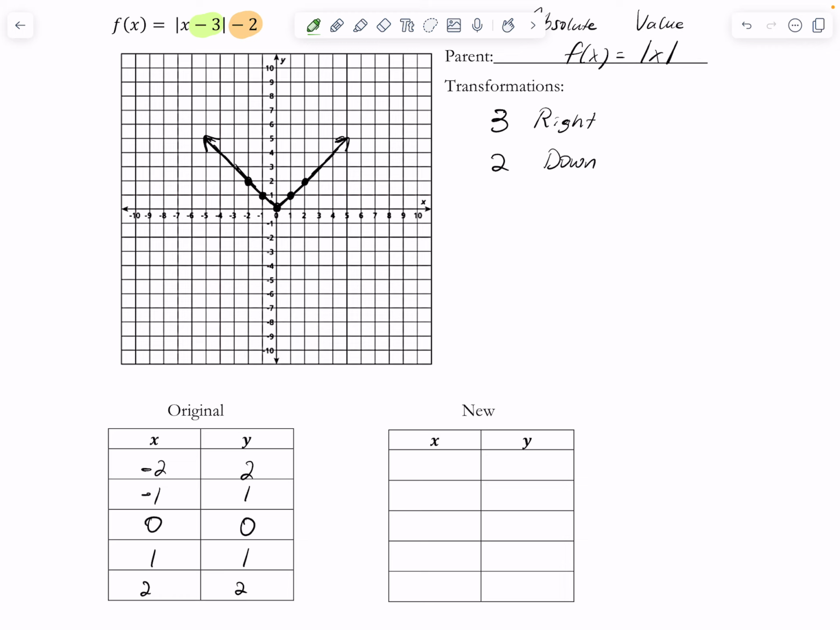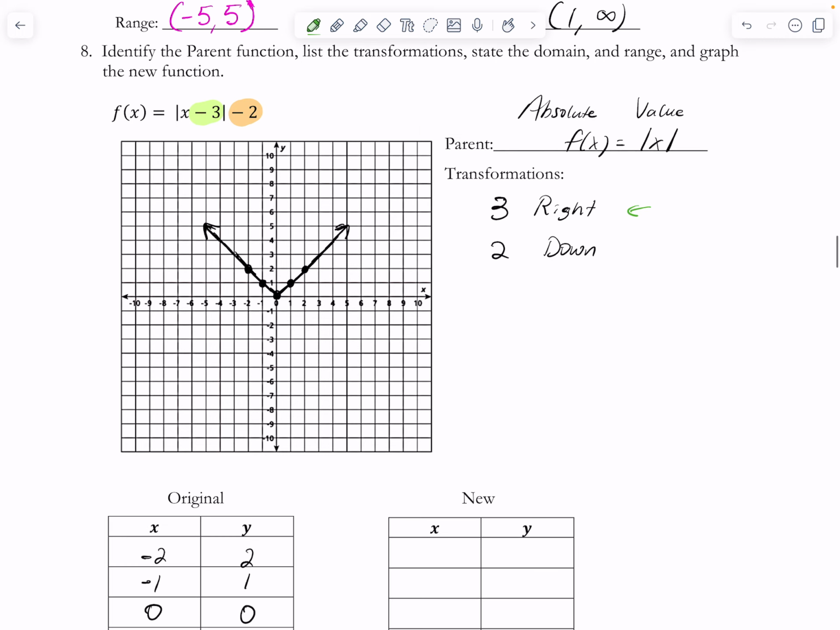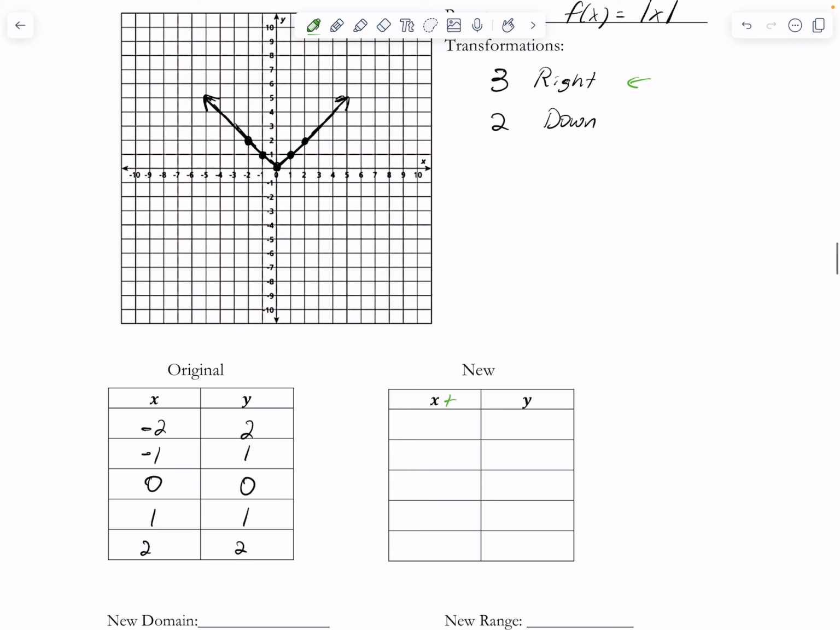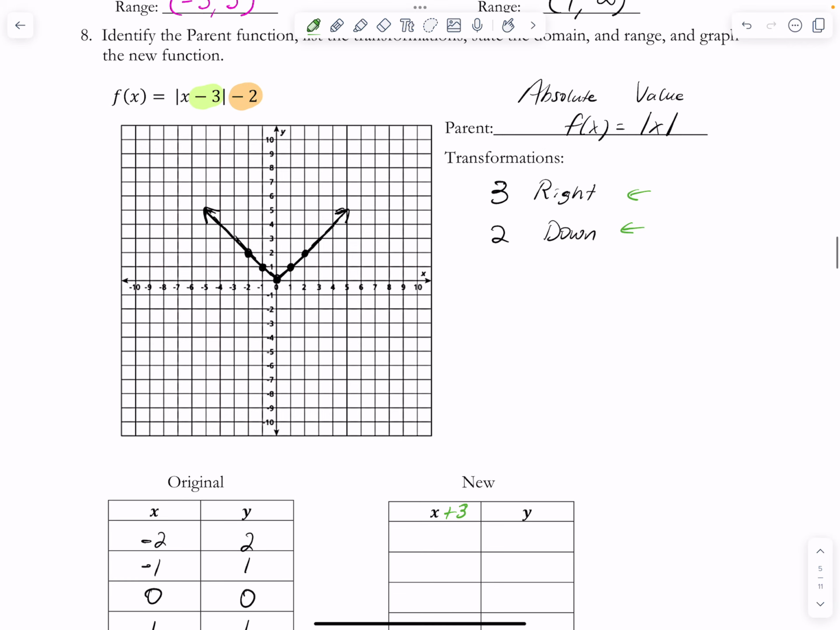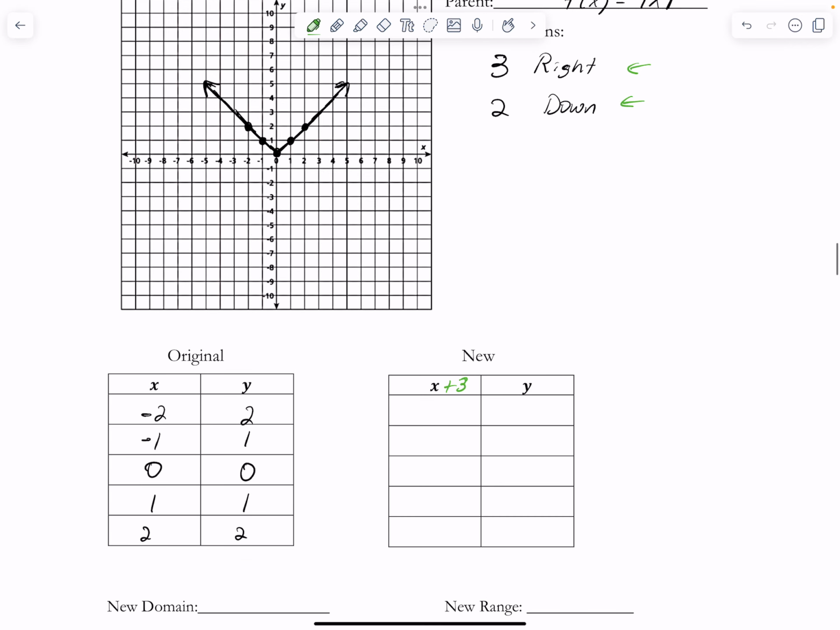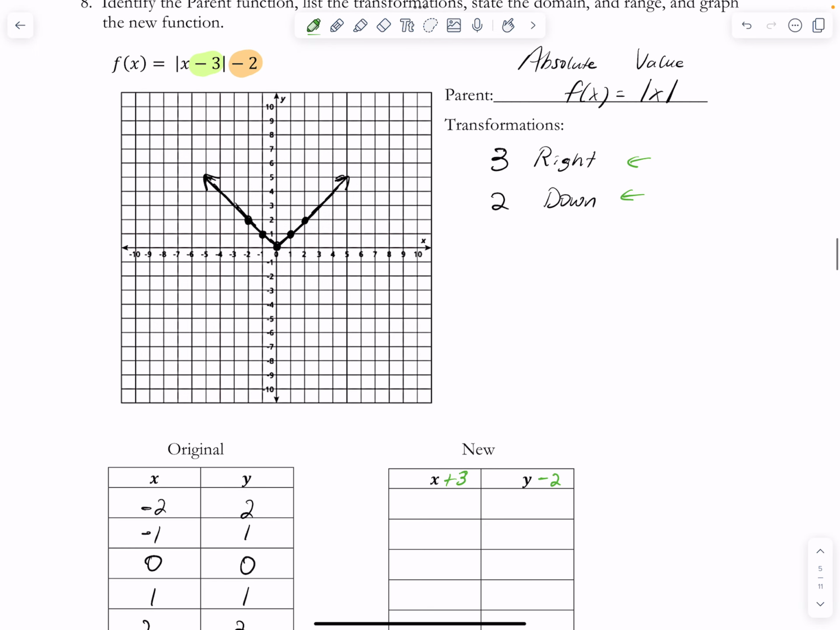So if it's affecting horizontally, right, the x-axis, we need to take all of our x values and move 3 to the right, which is going to add 3 to those x values. Then the 2 down is going to affect the y values, so we take all of our y values and we subtract 2. So I'll be looking for that on the work that you do for the test to make sure I see that you're understanding how the transformations are affecting the new table.